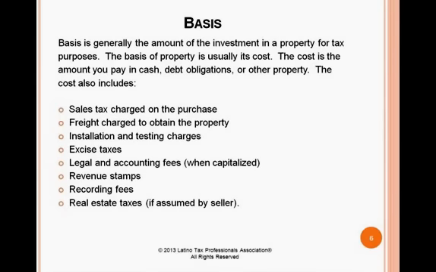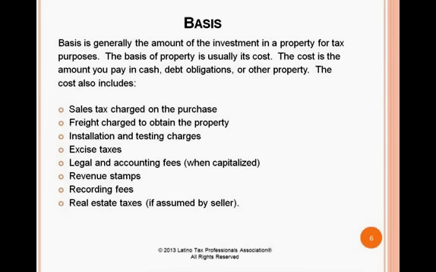Now, basis is the name for how much you paid for something. The example is the copier I mentioned. You bought a copier for $1,000, but that would not be the only cost. So basis is generally the amount of the investment in a property for tax purposes. The basis of property is usually its cost. If I bought the copier for $1,000, there's my cost. There may be other costs involved in getting it ready for service, and that's the key.